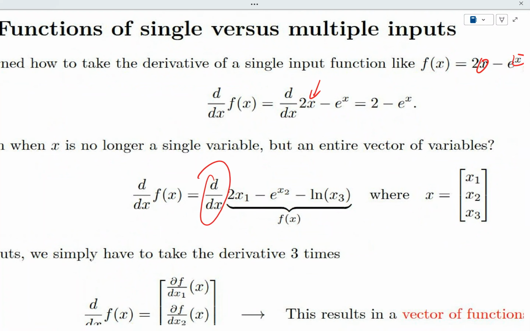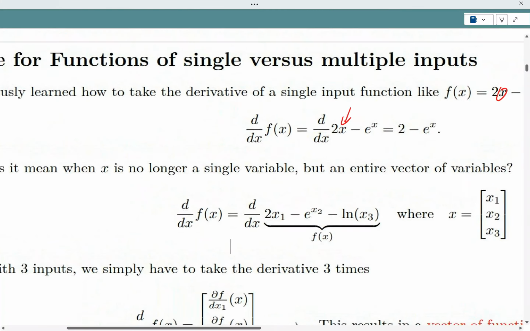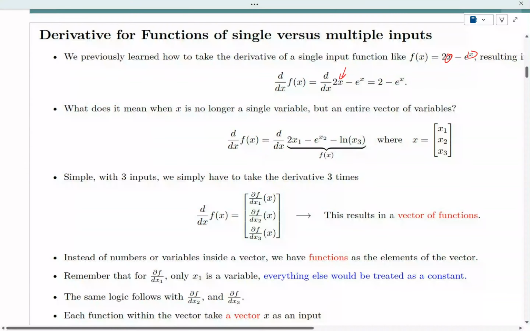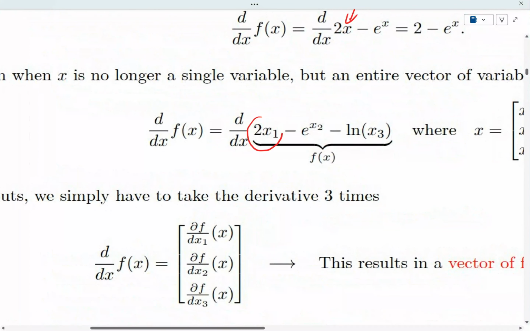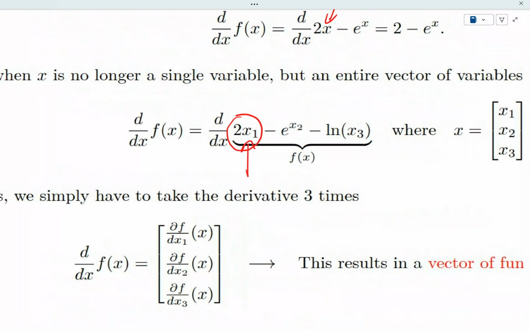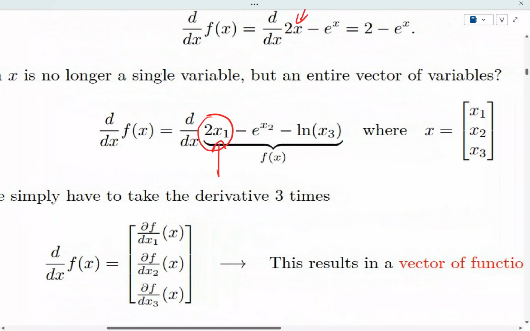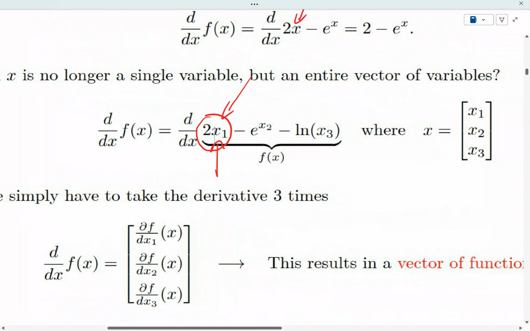And you're being asked to find the derivative of this. Well, the result is actually pretty easy. If you know how to take the derivative of one variable x1, you just have to do it three times. Because there are three variables, you first take the derivative with respect to x1, where x1 is the only variable. Therefore x2 and x3 are not. And then you do that again for x2, where x2 is the only variable, and x1 and x3 are considered constants.